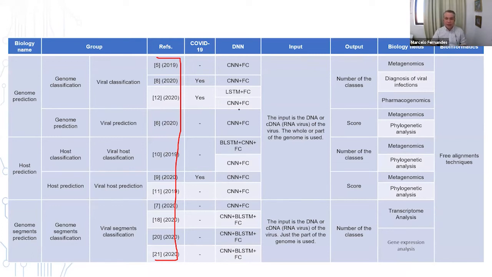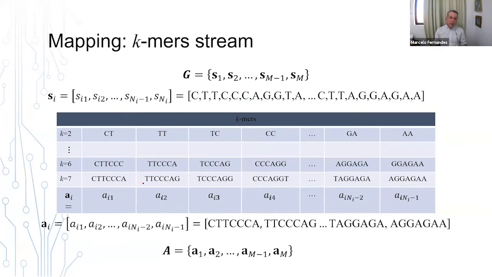Here you can see the kind of deep learning used. And here you can see that there are three papers that work with COVID-19, and here some applications that people have been using for virus classification or virus prediction. Okay. Now I'm going to talk a little bit about the mapping.